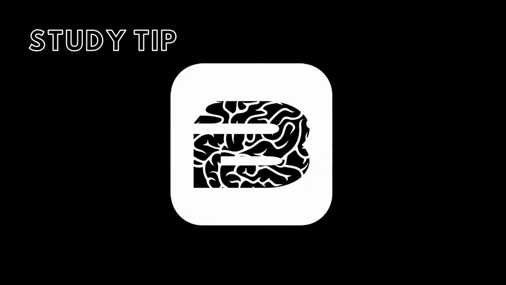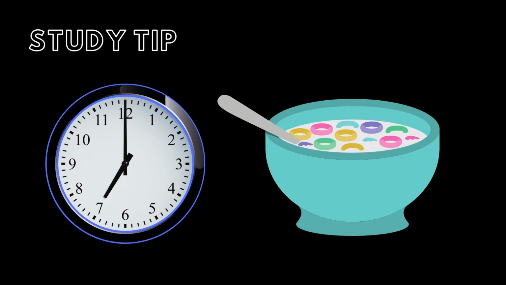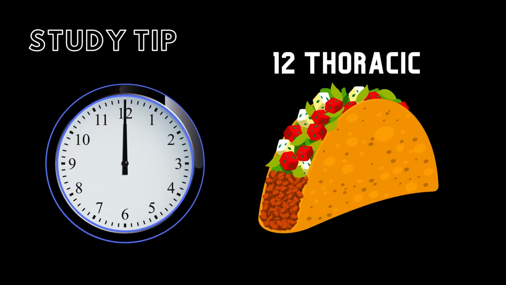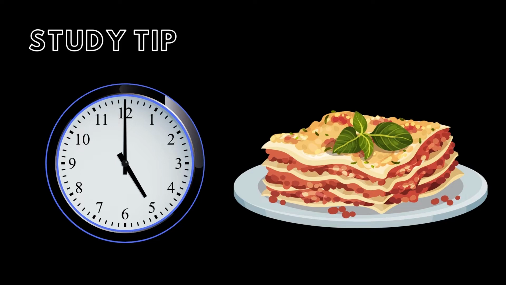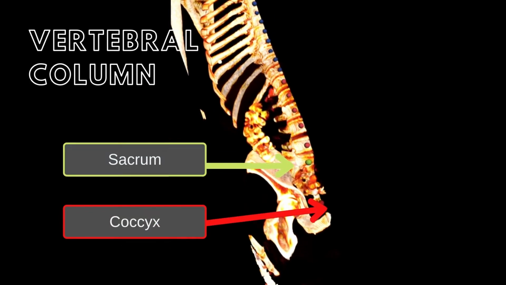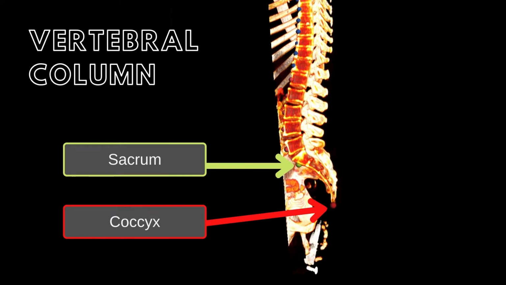An easy way to remember how many vertebrae and the order is to remember the times of the day that you may eat at. For example, at 7 a.m. you eat cereal, which corresponds to the 7 cervical vertebrae at the top of the vertebral column. At 12, you eat tacos, corresponding to the 12 thoracic vertebrae in the middle of the vertebral column. And at 5, you may eat lasagna, corresponding to the 5 lumbar vertebrae at the bottom of the vertebral column. There are 2 composite vertebrae in the pelvic area following the lumbar section, the sacrum and the coccyx.